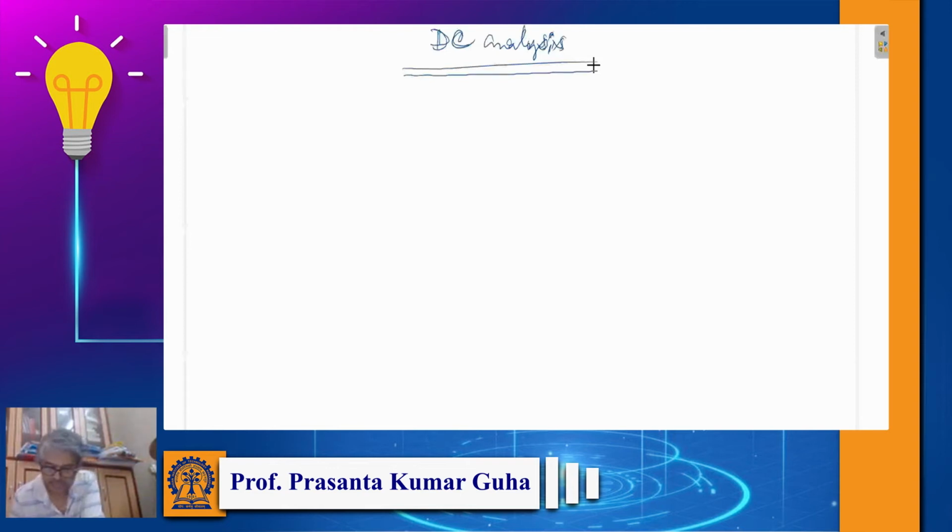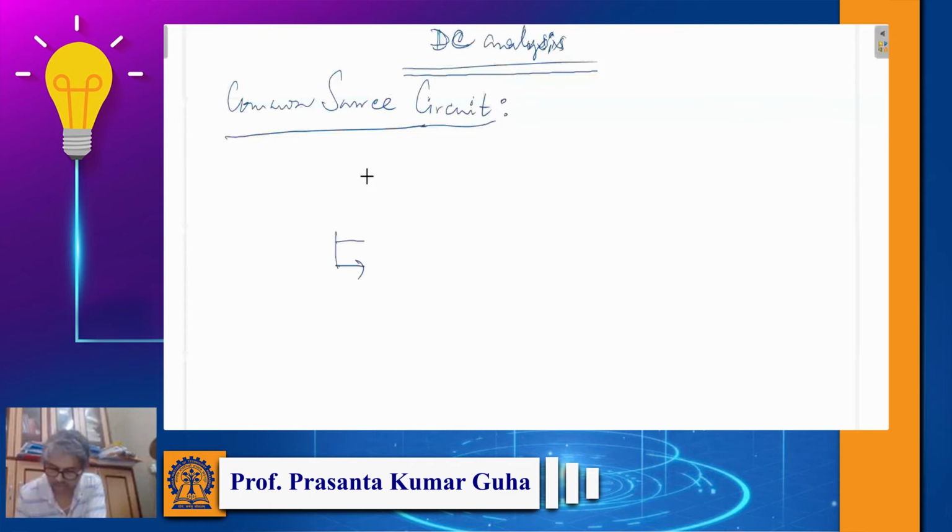Now this DC analysis will mainly cover the common source circuit, like in the BJT we have covered the common emitter circuit. So here we will cover the common source circuit. A typical common source circuit is like this.